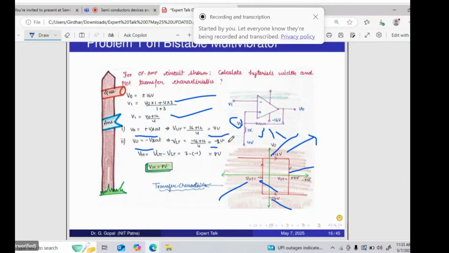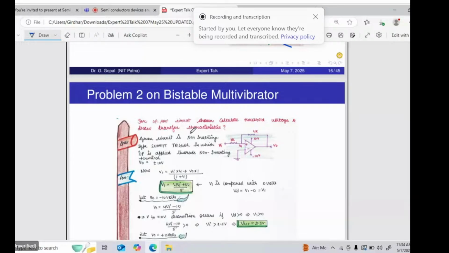So let's consider the second problem on bistable multivibrator. This circuit is very interesting, because here we have just reversed the polarity. Here the input signal is applied in a non-inverting type Schmitt trigger, that means you are applying the input to the non-inverting terminal.